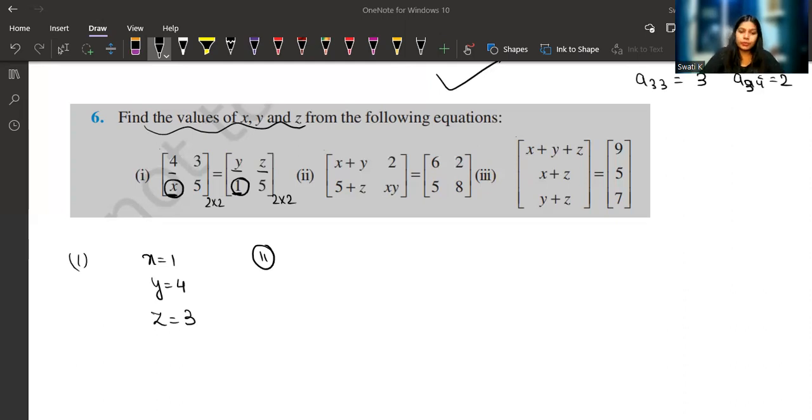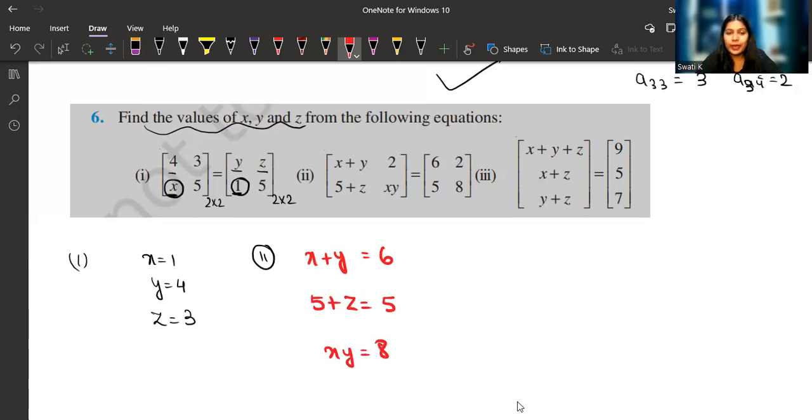Now the next question is this one. So the second question, again, since both the matrices are equal, their corresponding entries are going to be equal. And this simply implies the first entry, that this X plus Y is equal to 6. Then 5 plus Z equals 5. And then we have XY equals 8. But from this, we do not have the value of X, Y, and Z, right? So what are we going to do? We are going to substitute here the value of X, Y.